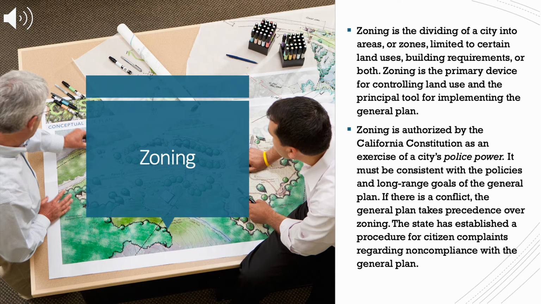Zoning. Zoning is the dividing of a city into areas or zones limited to certain land uses, building requirements, or both. Zoning is the primary device for controlling land use and the principal tool for implementing the general plan. Zoning is authorized by the California Constitution as an exercise of a city's police power. It must be consistent with the policies and long-range goals of the general plan. If there is a conflict, the general plan takes precedence over zoning. The state has established a procedure for citizen complaints regarding non-compliance with the general plan.